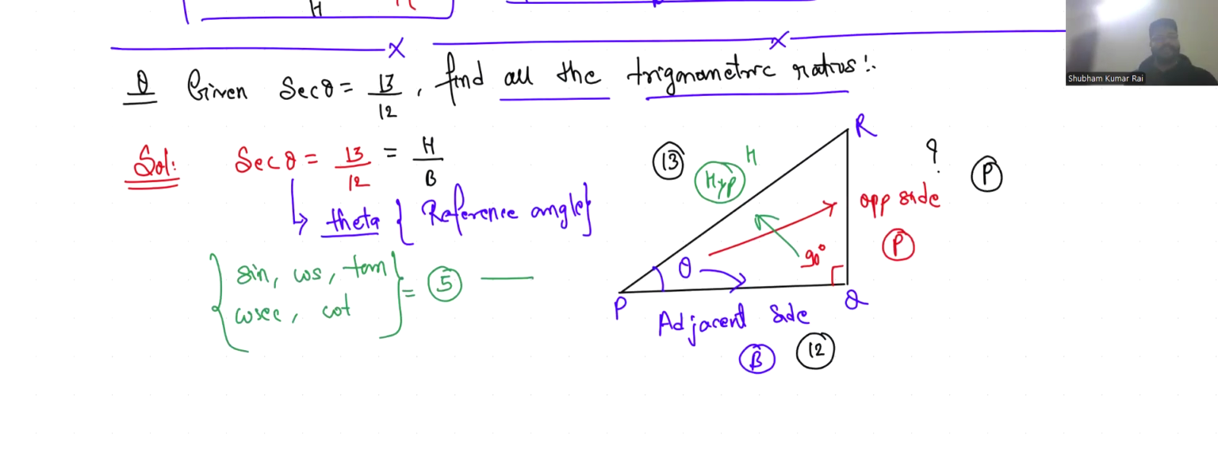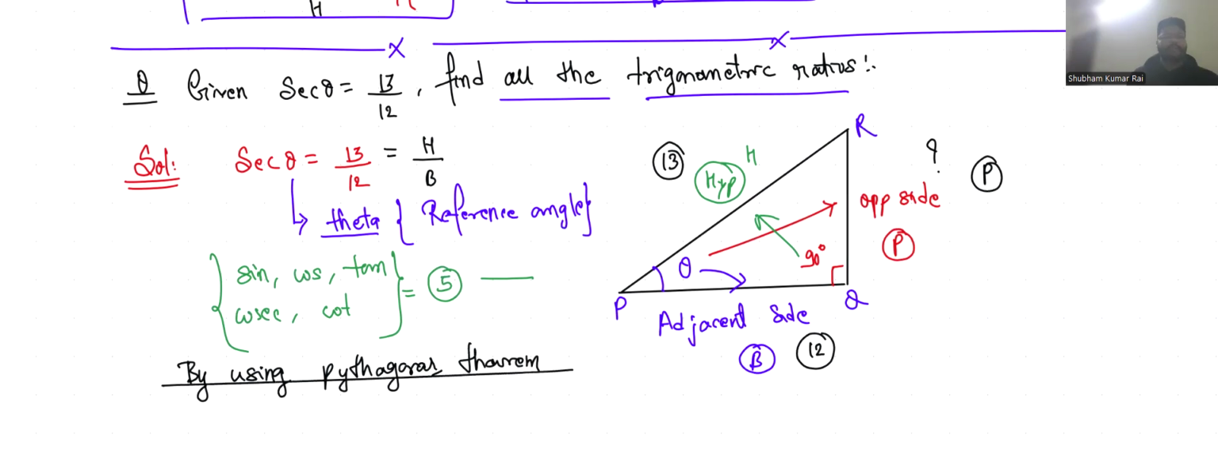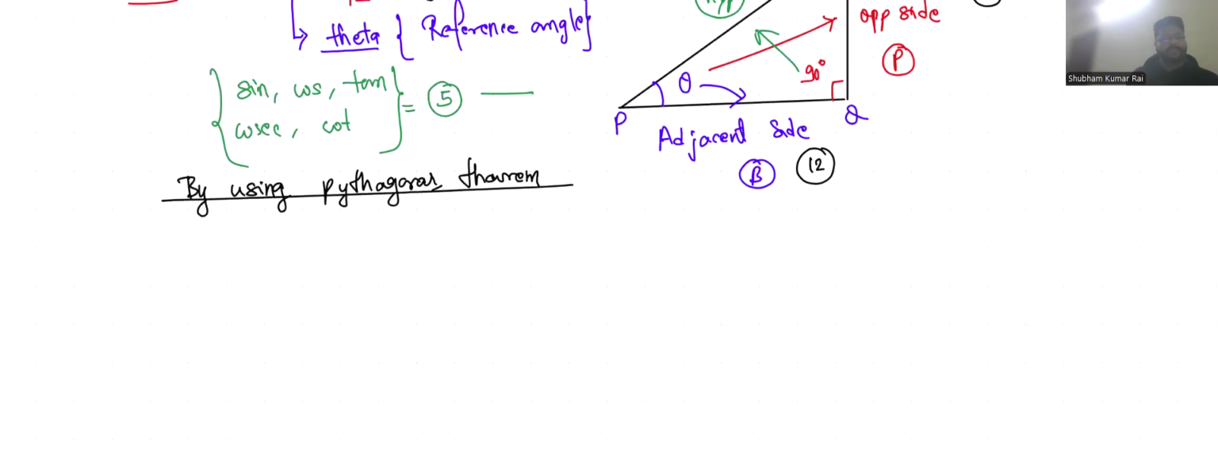We need to just apply Pythagoras theorem, right? Okay. So if we just see here, we will substitute the values in this. So it will become, that is, hypotenuse square is equal to perpendicular square plus base square. This is the formula.